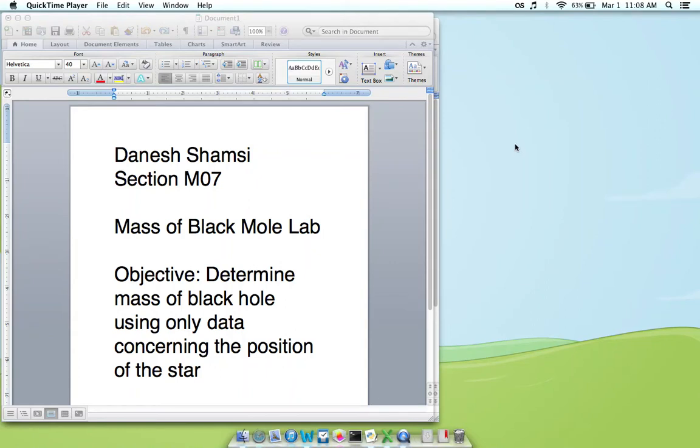I am in section M07, and today I will be discussing my code in VPython that models the motion of a star around a black hole due to gravity. Overall, the main goal is to successfully calculate the mass of the black hole based solely on the position data of the star.